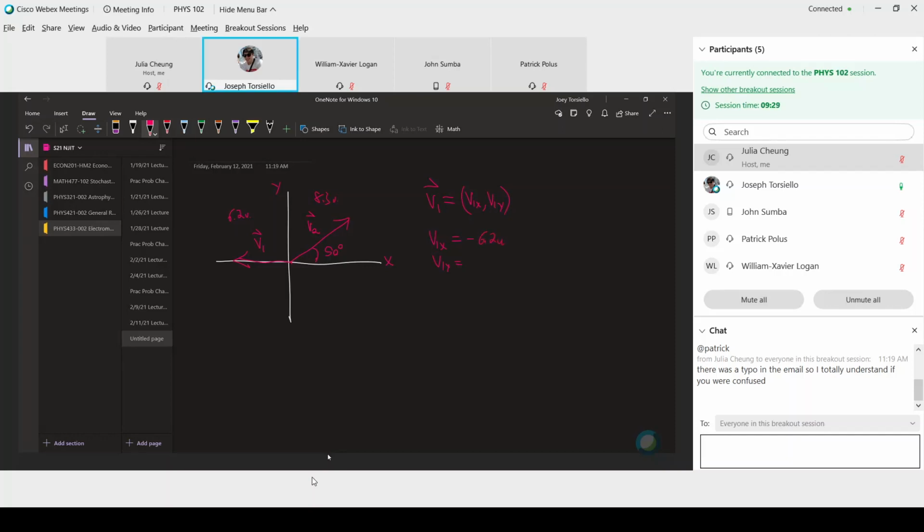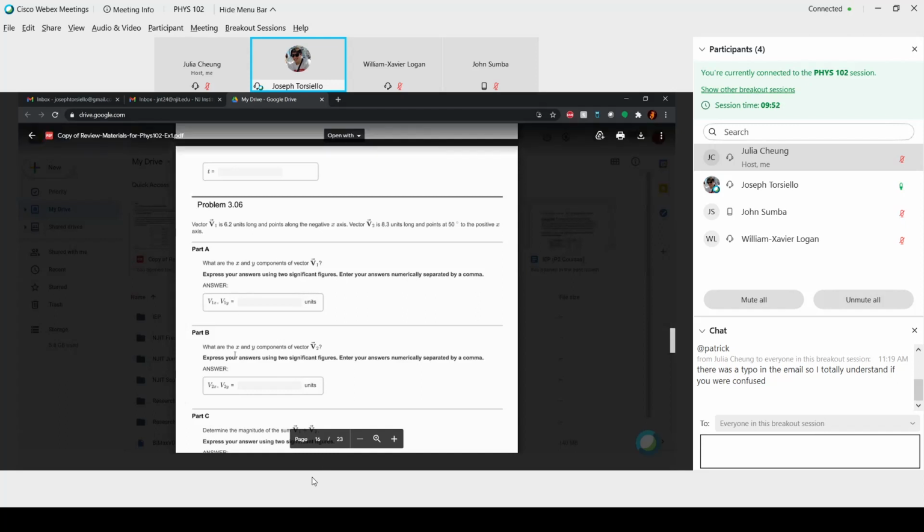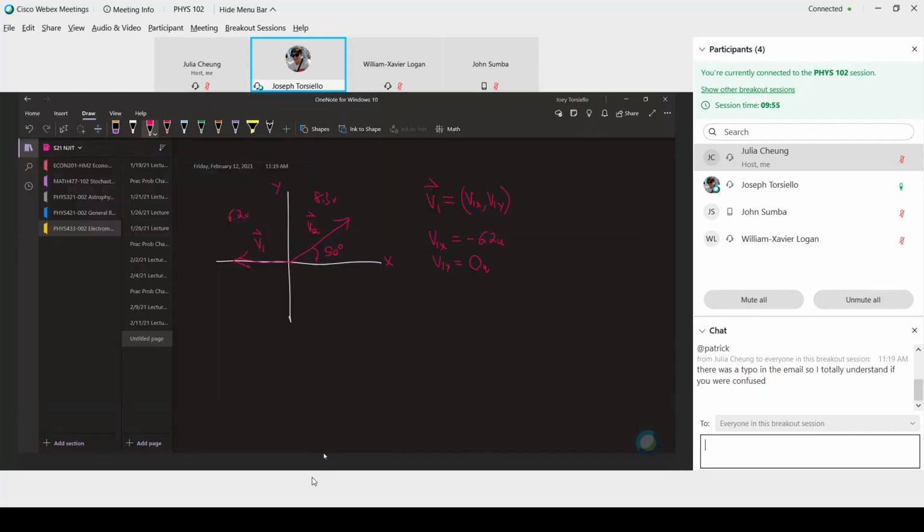And for v1y, can anybody just quickly unmute and say what v1y would be if all of this is pointing in the x direction? Would it be 0? Yes, it would just be 0 units because all of this vector is pointing in the x direction. Now, I suppose it's also asking for v2. Yep. So it's now asking for the components of v2. So we can write v2 like this. There's obviously many different ways you could write a vector. It doesn't really matter. I don't know how they did it in physics 102. Maybe they represent it like this.